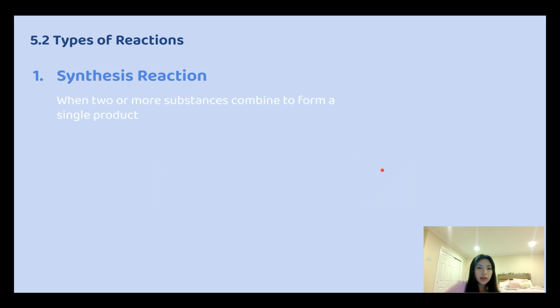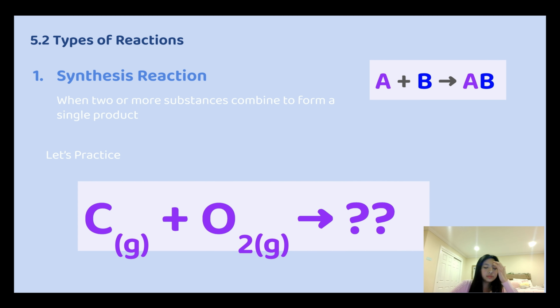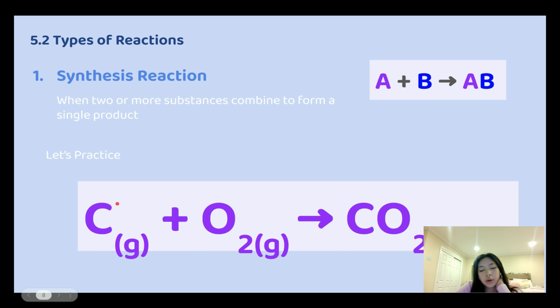So let's look at an example. Okay, so you're given 2 elements, and since we know it forms a single product, we can just put these together. So it's going to form carbon dioxide. Okay? And then there's 1 carbon on each side and 2 oxygen on each side, so that's good.